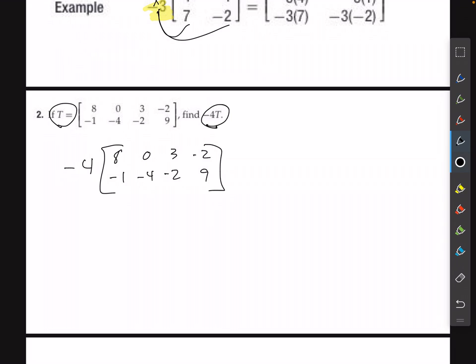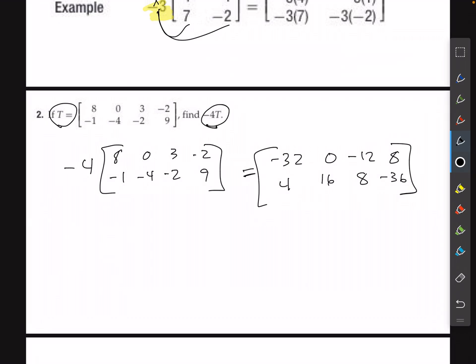And then I'm just going to perform the multiplication piece on it. So when I do that, I get -32, 0, -12, 8, 4, 16, 8, and -36.